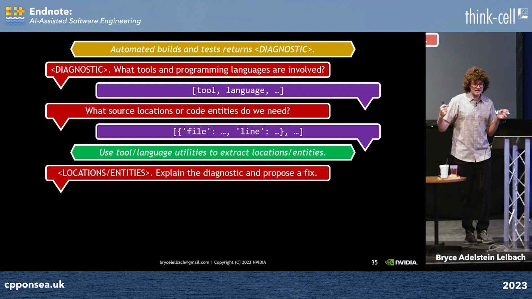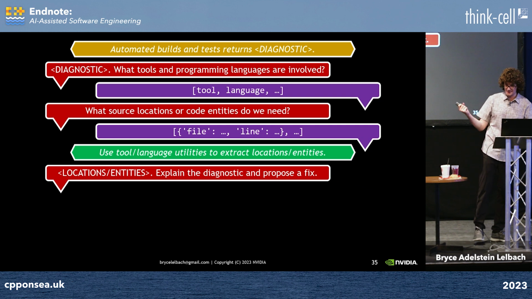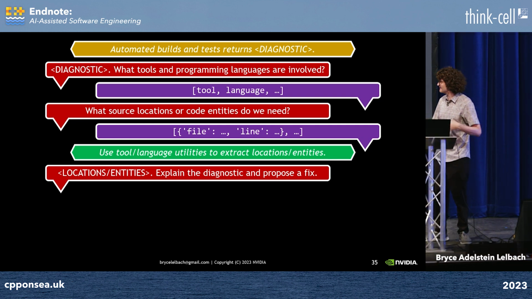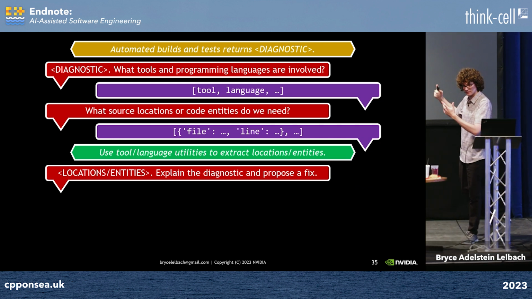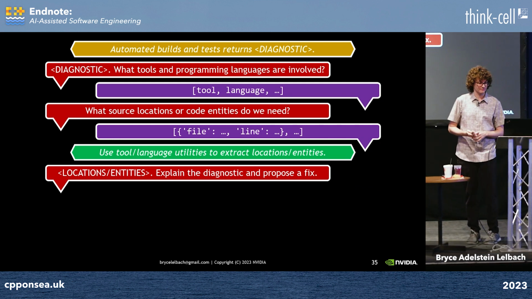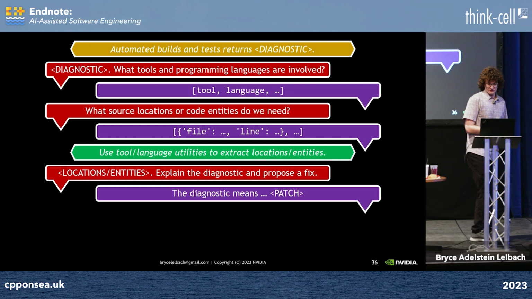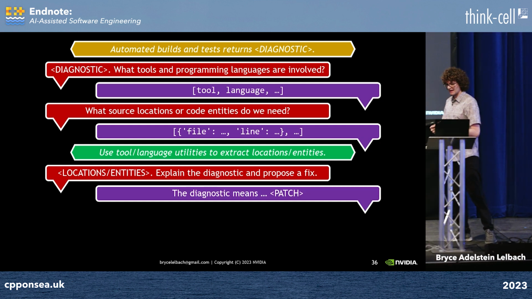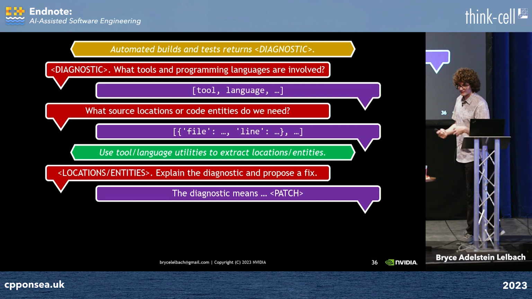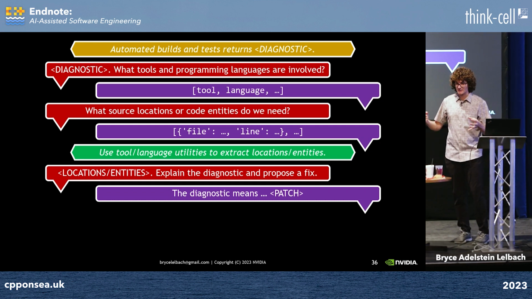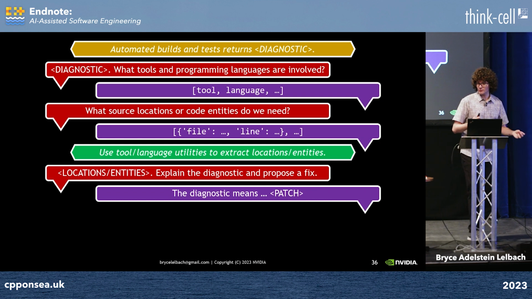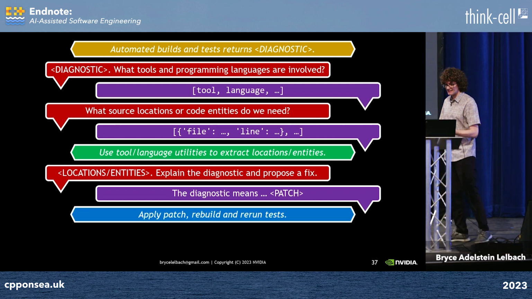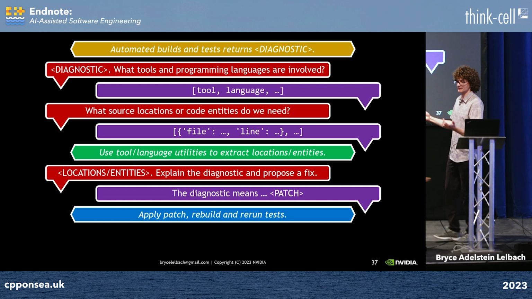Okay, then we send that code to an AI model, and we ask it to explain the issue and propose a fix. And again, this AI model could be a different AI model than the previous two that we interacted with. So we're going to get an explanation back from the model as natural language text, but we're going to ask it to give the fix as a patch that we can apply to the code base. So then we can apply that patch and rebuild and rerun our tests.